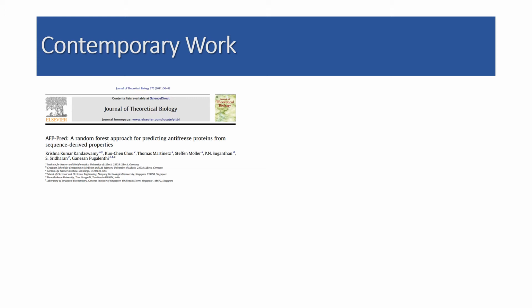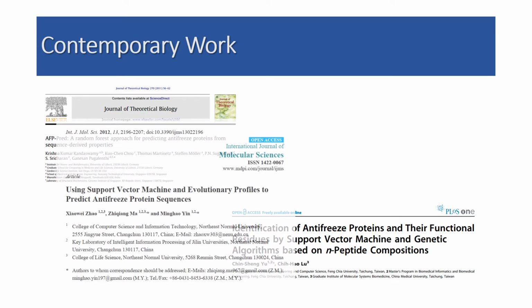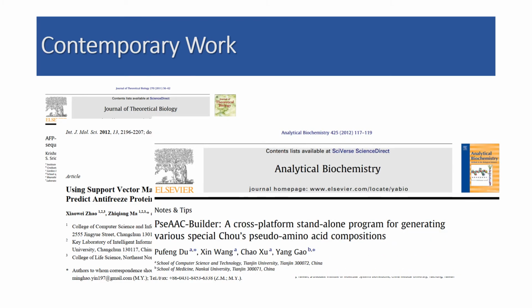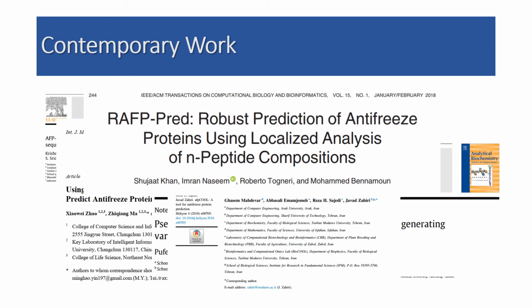Apart from the random forest classifier, support vector machines have been utilized by a variety of researchers who proposed methods named IAFP, AFP-PSSM, AFP-PseAAC, AFP-COOL, and the latest work in this direction has been done by Shahid Khan, who proposed RAFP-Pred using the random forest approach.